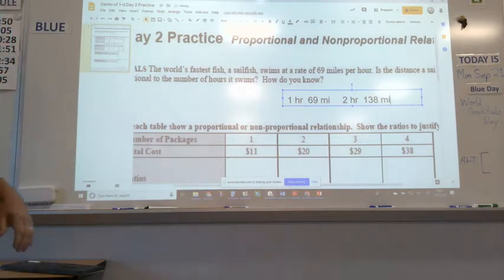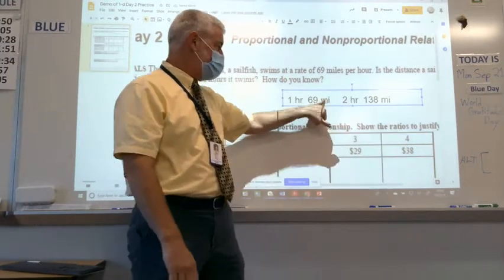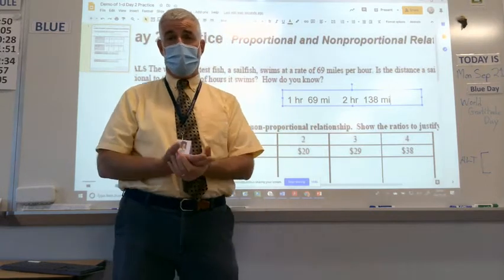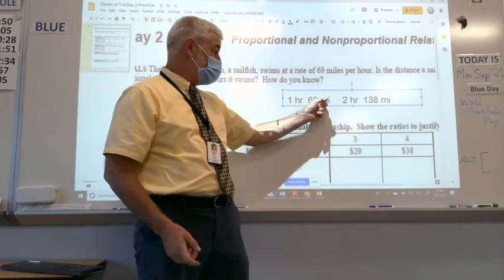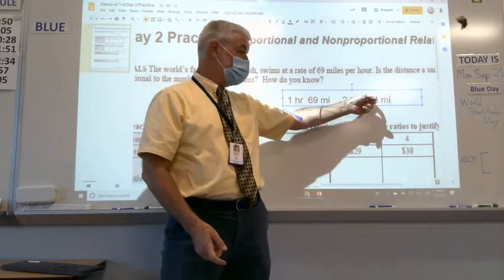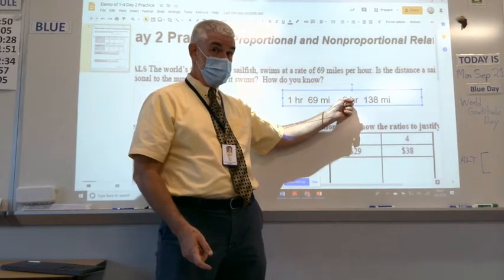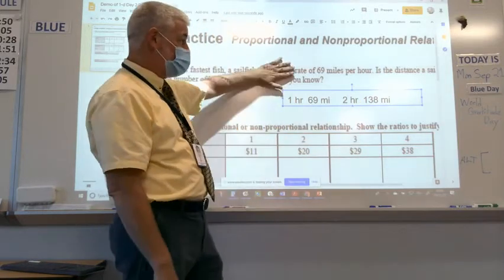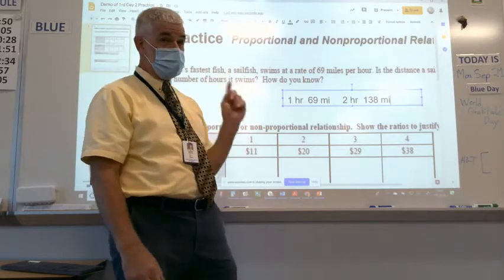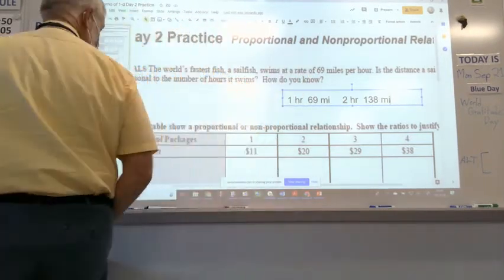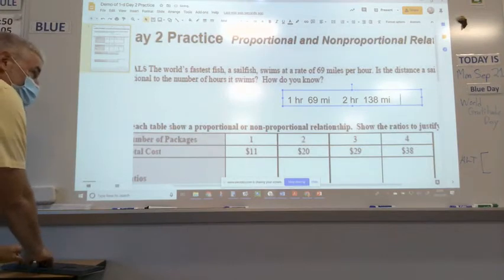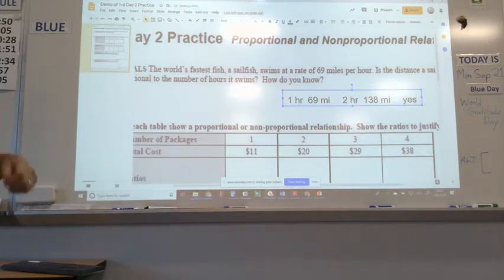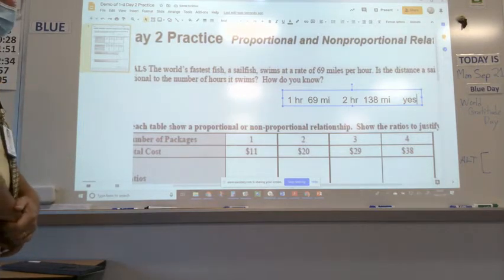Okay, now, do you think if I kept doing this and I divide the miles by the hours, is that number always going to be the same? Miles divided by hours. Is it always going to be the same? Yes. Yeah, it's always going to be the same. So that means that the answer to this question, is this a proportional relationship, is yes. Okay, yes, proportional. I would say yes.